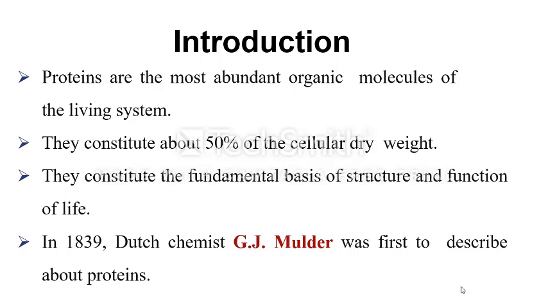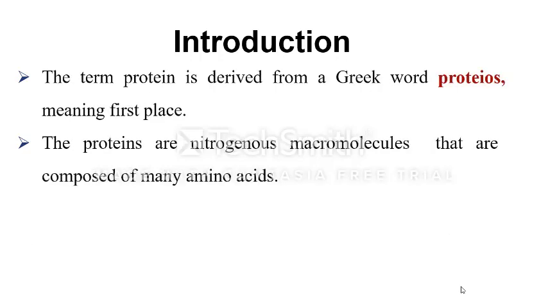In 1839, a Dutch chemist named G. J. Mulder was the first who described proteins by name. The term protein is derived from a Greek word, proteos, and it means first place, right? So the thing that is required in the first place or is of top priority is basically called proteos. Proteins are nitrogenous macromolecules that are composed of many amino acids.